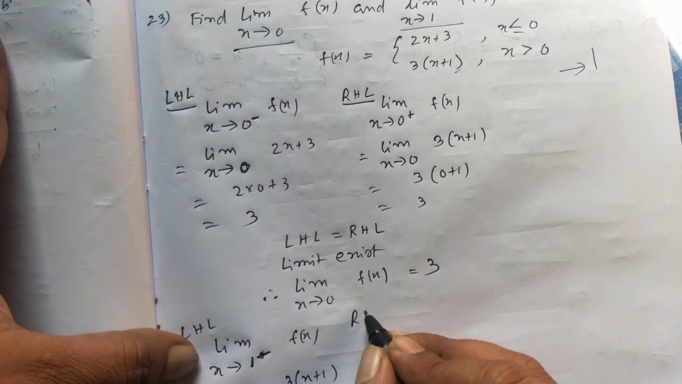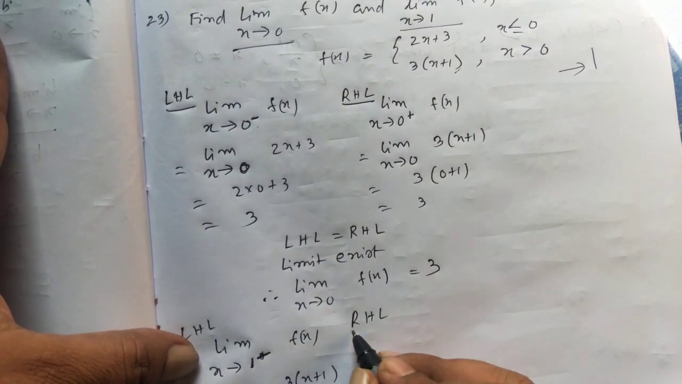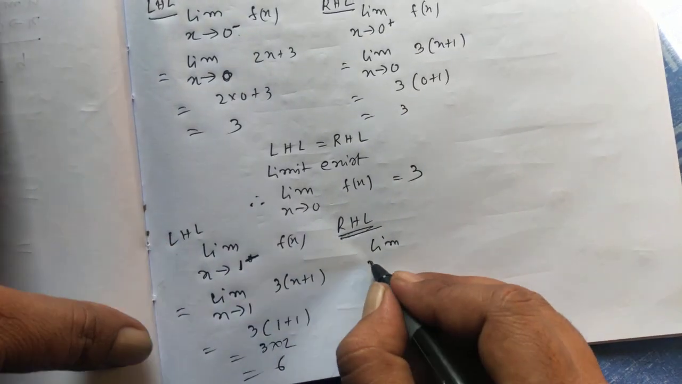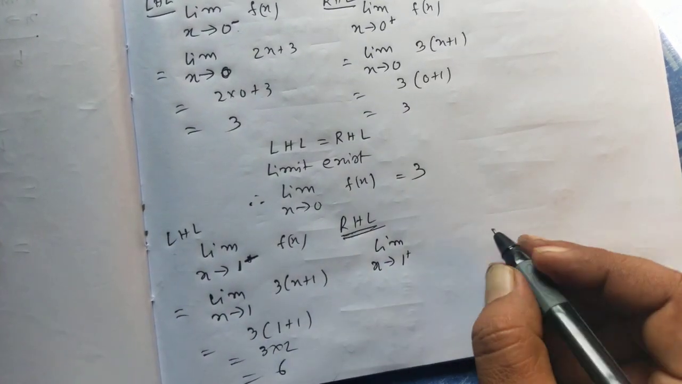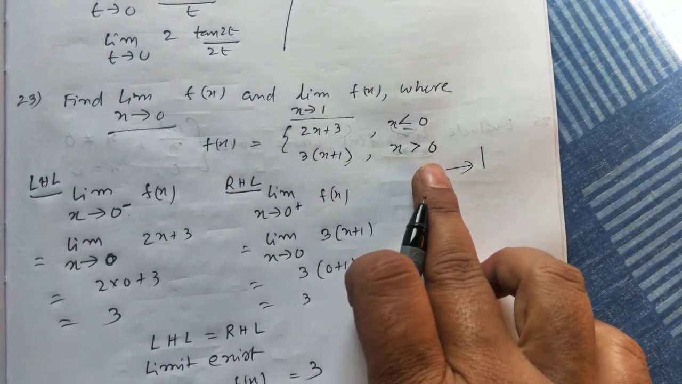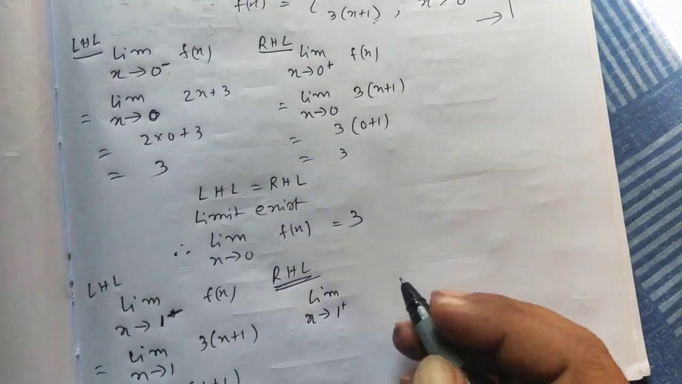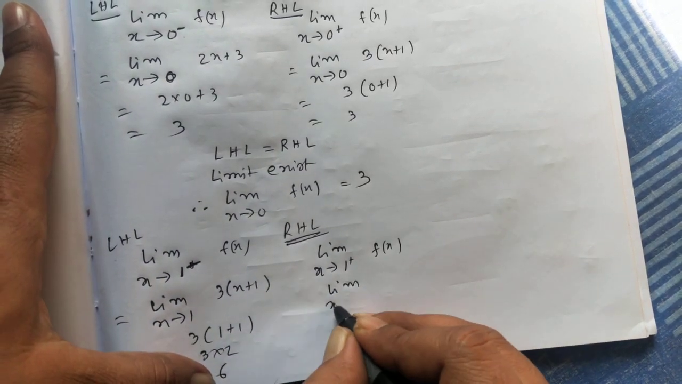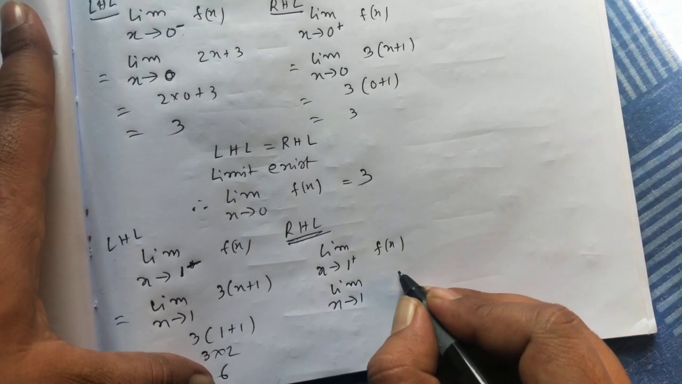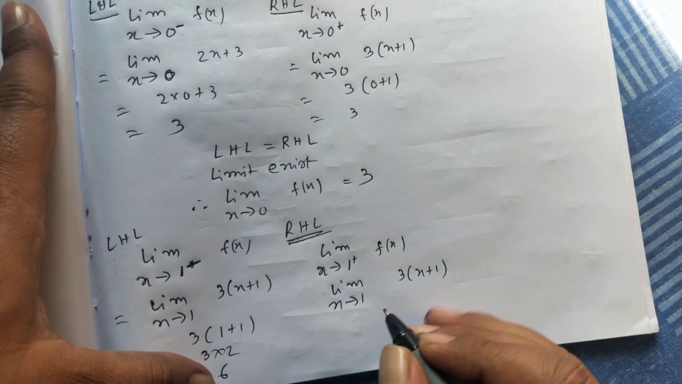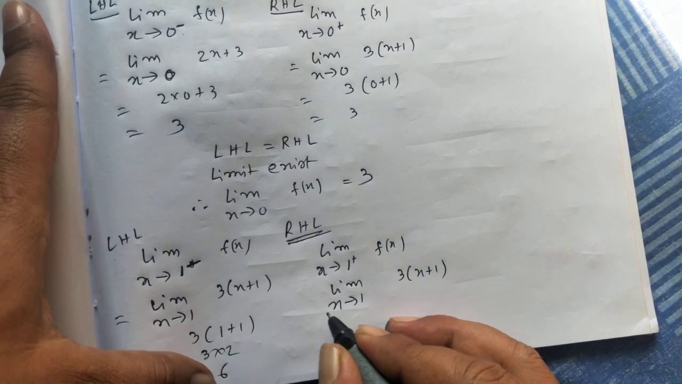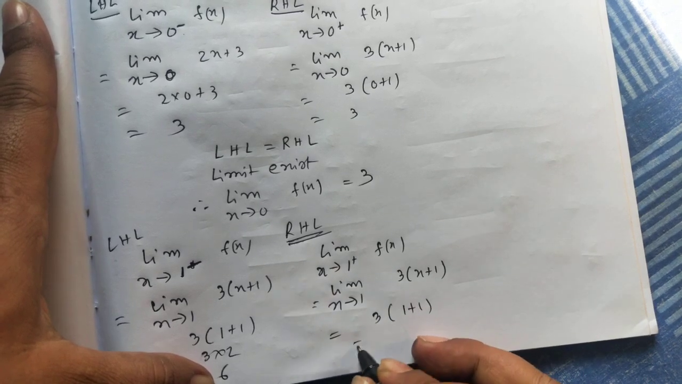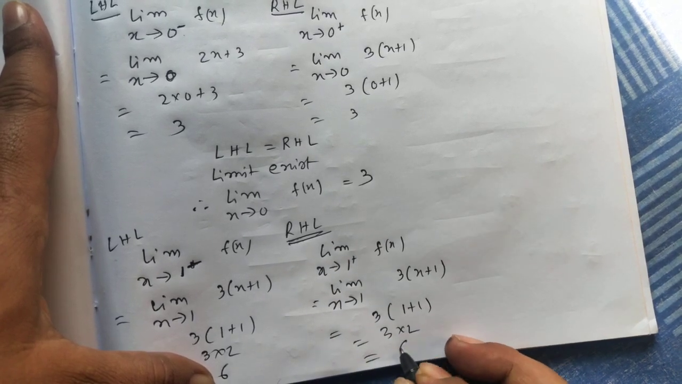Let us check the right hand limit. Limit x tends to 1 positive, right hand limit. So more than 0 means I can use this only. First I write f(x). Limit x tends to 1, f(x) will be 3x plus 1. So it will be 3 times 1 plus 1, 3 into 2, that is 6.